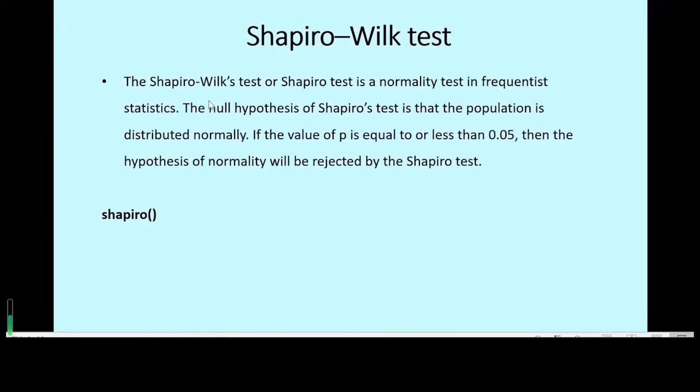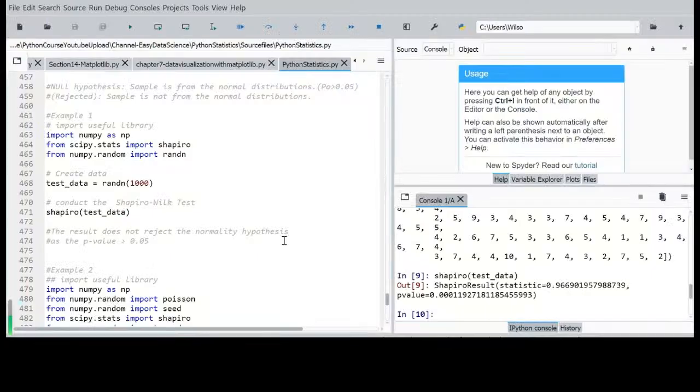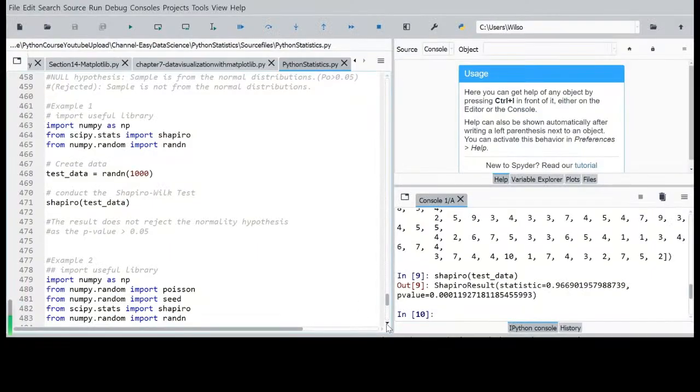The Shapiro-Wilk test, or Shapiro test, is a normality test in frequentist statistics, and the null hypothesis of the Shapiro test is that we assume the population is distributed normally. So if the p-value from the test is equal to or less than, for example, 0.05, then the hypothesis of normality will be rejected by the Shapiro test. In Python, we use the shapiro function for the normality test. Next we show 2 examples in Python.